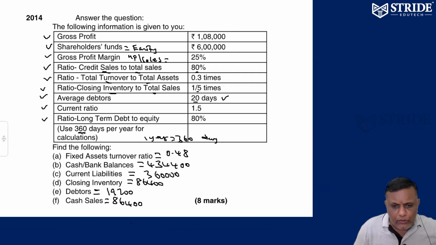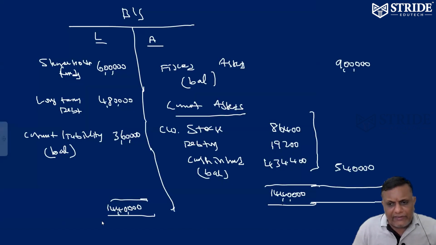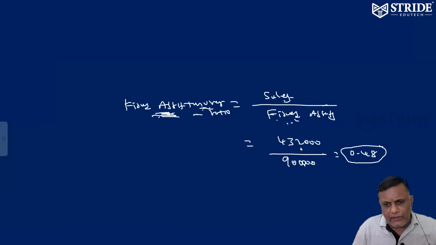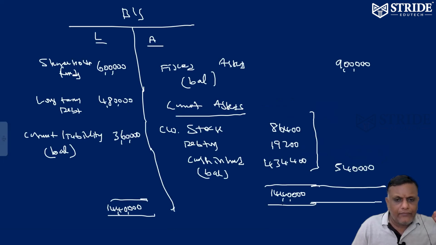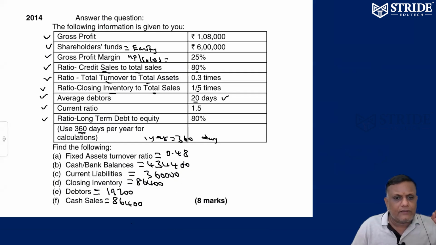Anything above 1 is okay to a certain extent. 1 time, 3 times, 4 times, 5 times is always better. Here it is not even 0.5, less than 0.5, which means 9 lakhs invested in fixed asset and the sales is only 4 lakh 32. The company is not focusing on sales. That's the logic. Anyway, we found everything in the question. It's going to be 8 marks.